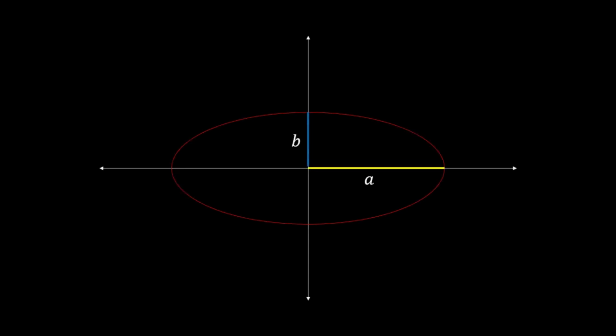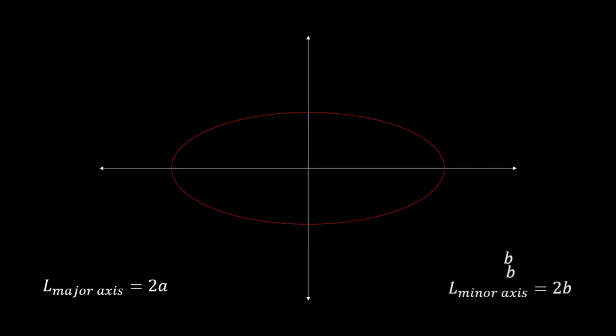Okay? In order to find the total length of the major axis, we need to add another A. So, A plus A is 2A. Same with B, we need to add another B. So B plus B is 2B. Therefore, the length of the major axis is 2A and the length of the minor axis is 2B.